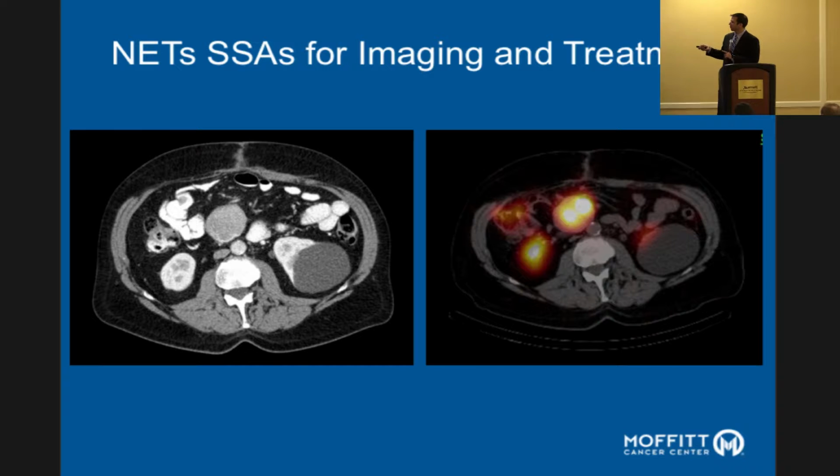But an important point to remember: the receptors are found throughout the body, right? So you can see there's some activity in the colon, and that's normal because you don't have somatostatin receptors only on tumors or other sites. There's activity in the kidneys because the compound is excreted through the kidneys, and that's going to be relevant when we get to talking about PRRT.